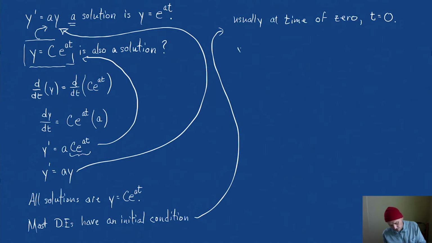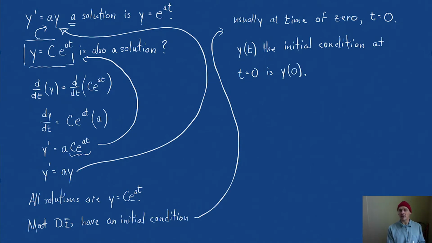So remember, if y is a function of t, the initial condition at time equals 0 is y of 0. Okay, well, let's see how this affects it. So we just found that our solution is y equals c e to the at. And now let's use our initial condition. We'll just say use y of 0.